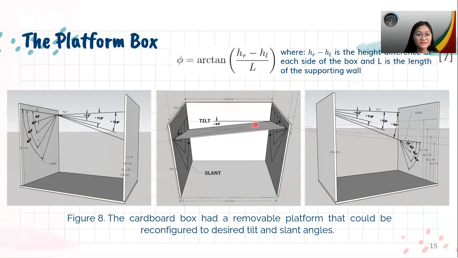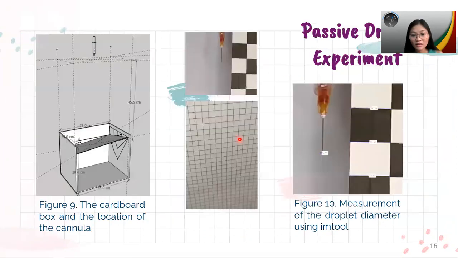Now, the platform itself, this one, is just illustration board covered with plastic cover. I would attach a sheet of graphing paper at the center of the platform where the stain can form. And after I created my platform, I placed my ink solution in a makeshift IV bag, and I allowed the solution to drip through a cannula placed above the box as shown here in figure 9. Now, the cannula is directly above the center of the platform at 45.5 centimeters from its highest corner.